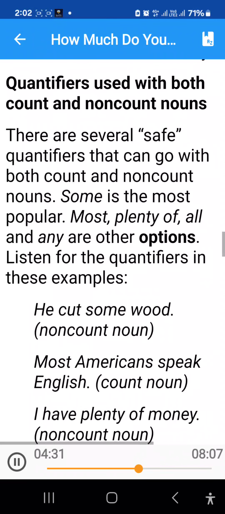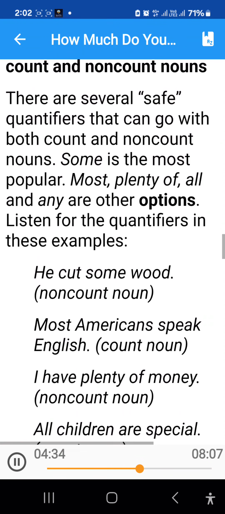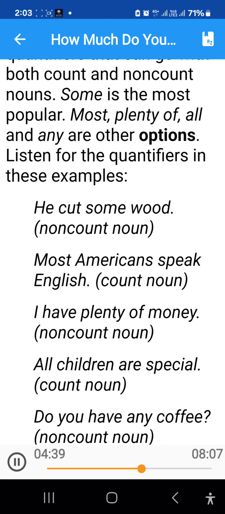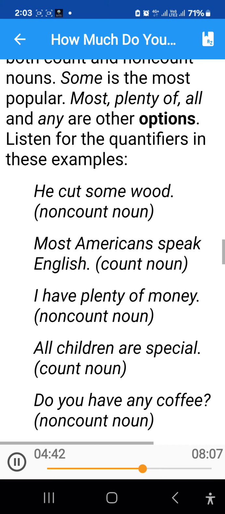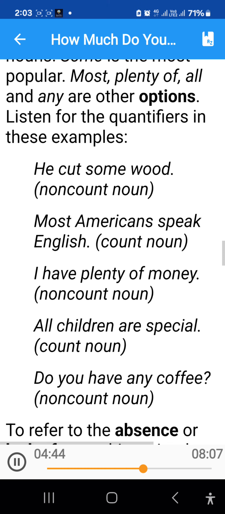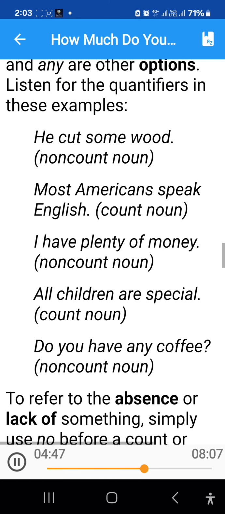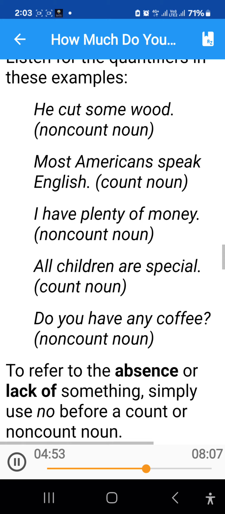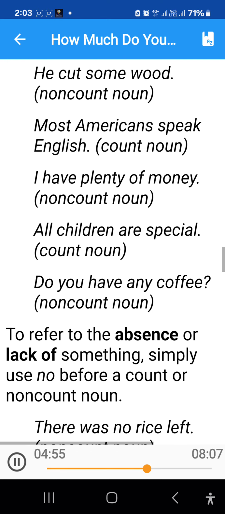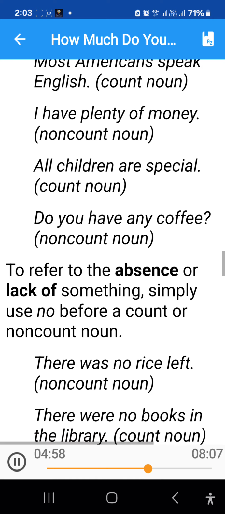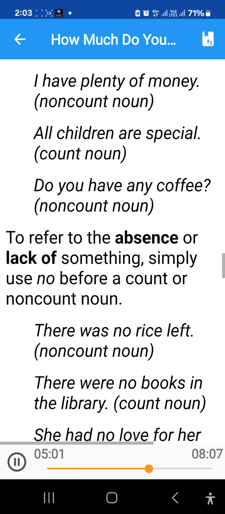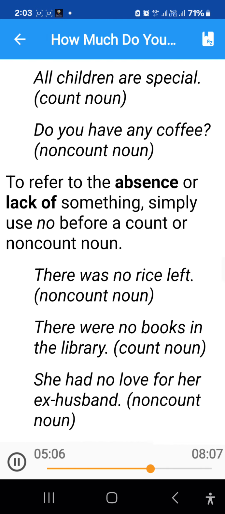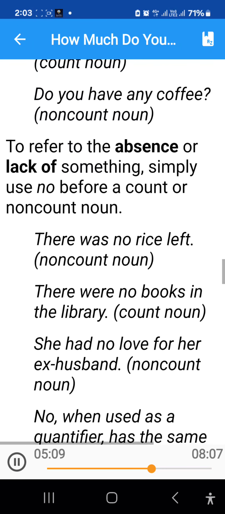There are several safe quantifiers that can go with both count and non-count nouns. Some is the most popular. Most, plenty of, all, and any are other options. Listen for the quantifiers in these examples. He cut some wood. Non-count noun. Most Americans speak English. Count noun. I have plenty of money. Non-count noun. All children are special. Count noun. Do you have any coffee? Non-count noun.